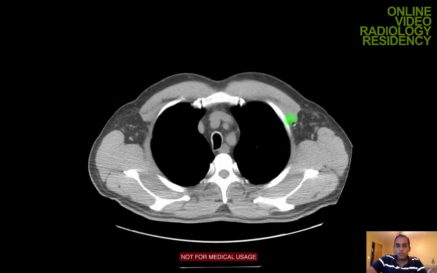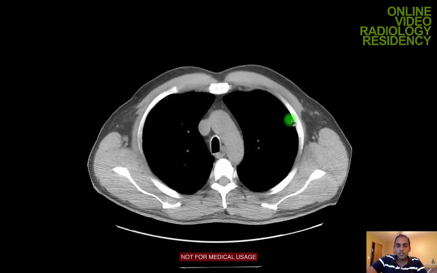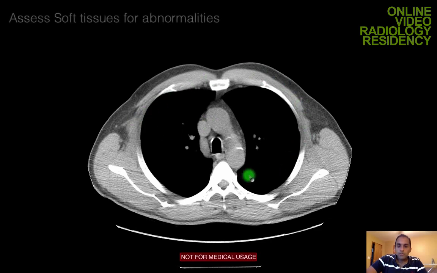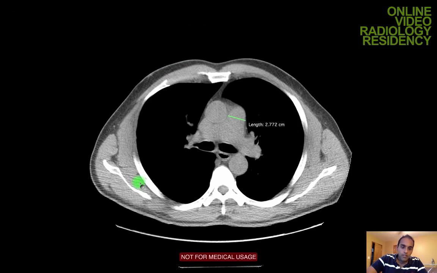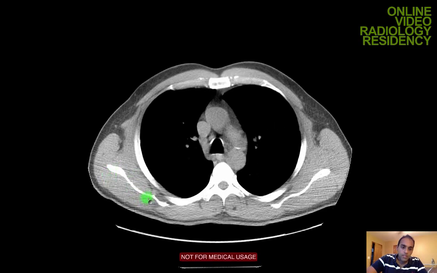Okay, so almost done with the search pattern for looking at non-contrast chest CT. I'm going to talk a little bit about the soft tissues now. So here you can see the soft tissue anatomy. You can see the subcutaneous fat and the muscle tissue here. This is the pectoralis muscle. Here you can see the muscles of the rotator cuff surrounding the scapula.